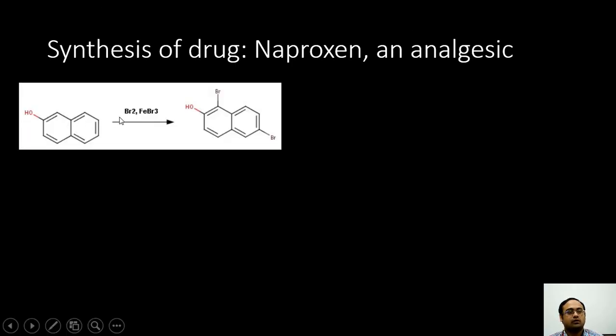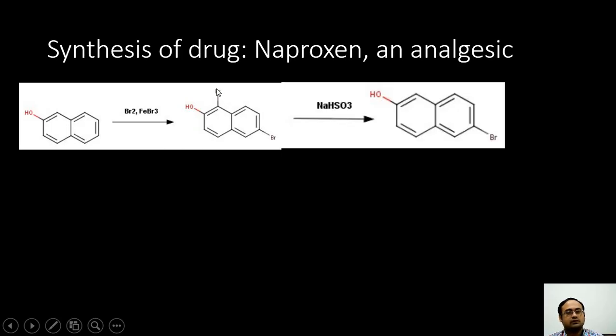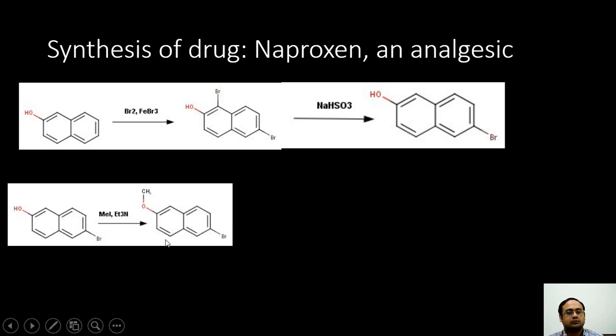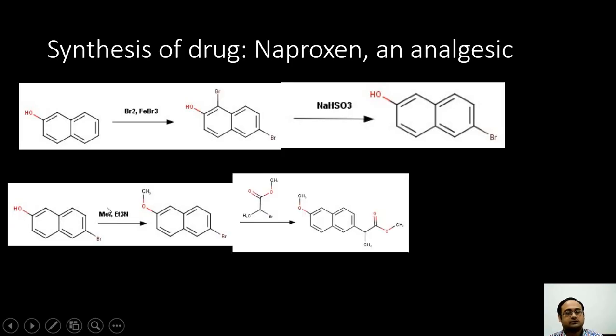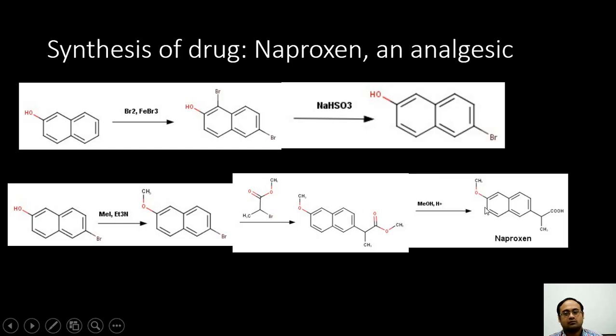So we begin with naphthol and do the bromination reaction with a Lewis acid, and it gives us the C1 and C6 substituted dibromo naphthol derivative, which is then treated with sodium thiosulfate to get rid of one of the bromine atoms. This compound is later methylated to protect the hydroxyl group in the presence of methyl iodide and triethylamine. Then this compound is treated with a Grignard reagent derived from this bromo compound, and we get the corresponding ester of the protected naproxen derivative. This is then simply hydrolyzed to give you naproxen.